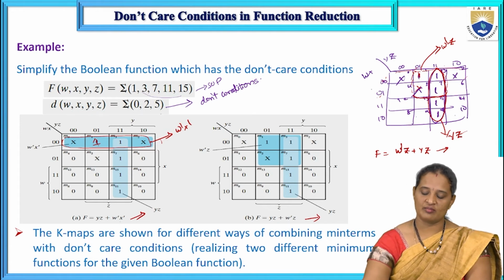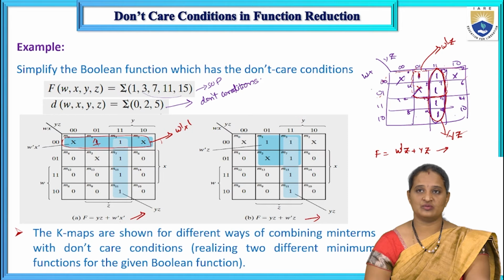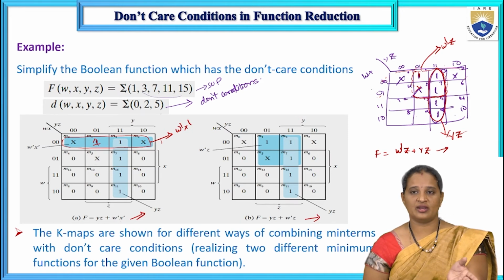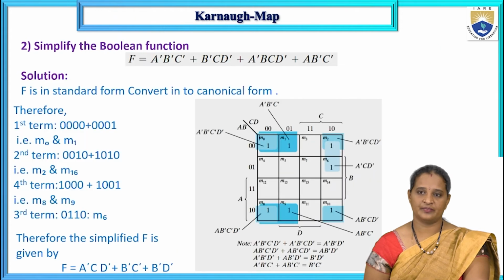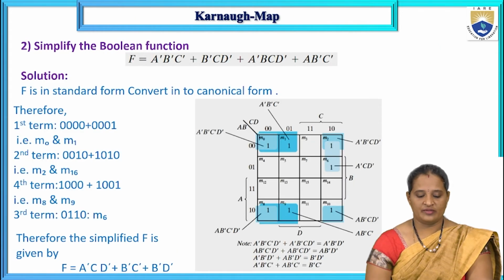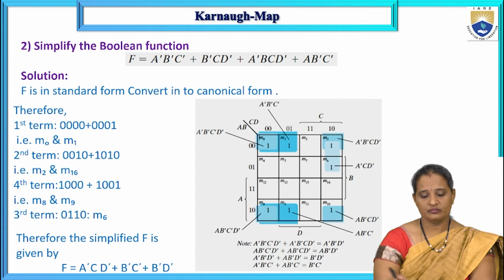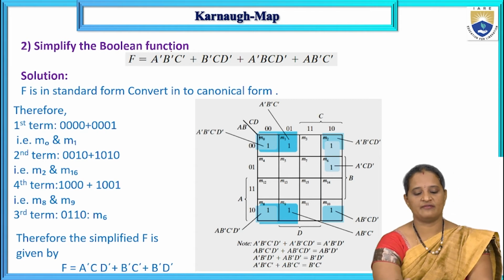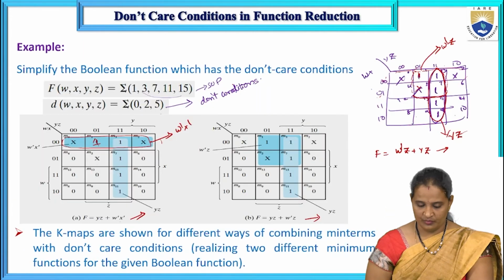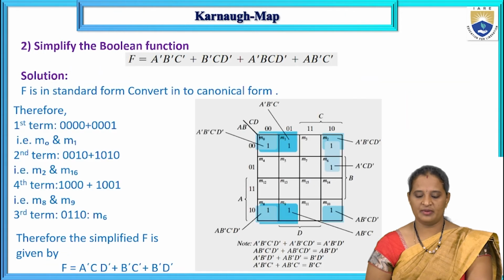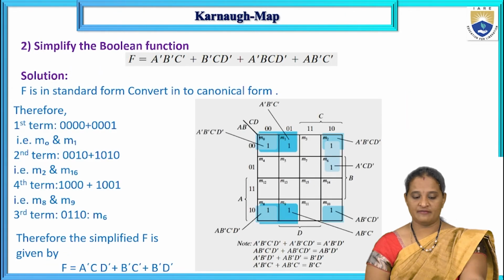The thing you have to remember is, if it is needed, we can use the don't care conditions in grouping. It is not mandatory to cover all the don't cares. So that is one of the problems. Now simplify the following Boolean function. One more, simplify the following Boolean function.